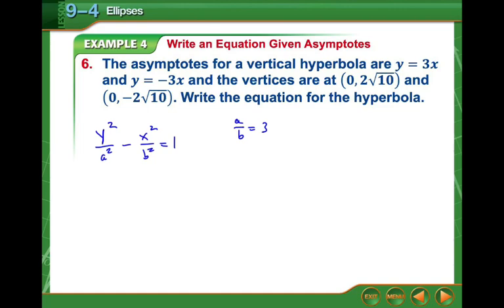We also know that a is equal to 2 times the square root of 10 because of the vertices being there. So knowing these two things, we can plug in a. So that's going to be 2 times the square root of 10 over b equal to 3. And we can just swap these two. So b is equal to 2 times the square root of 10 over 3.